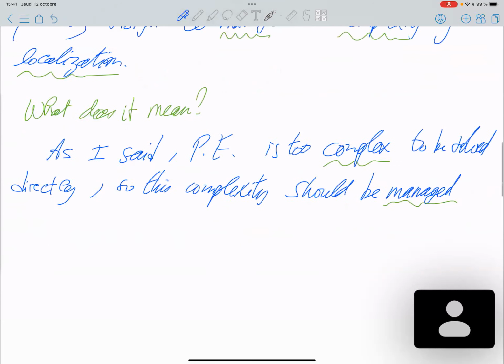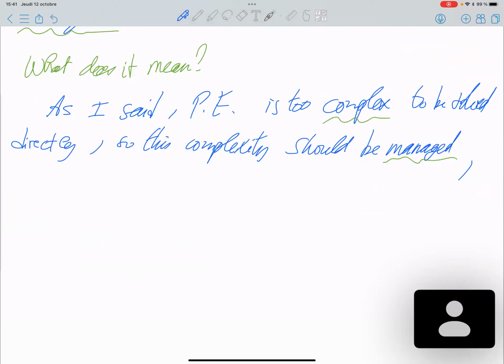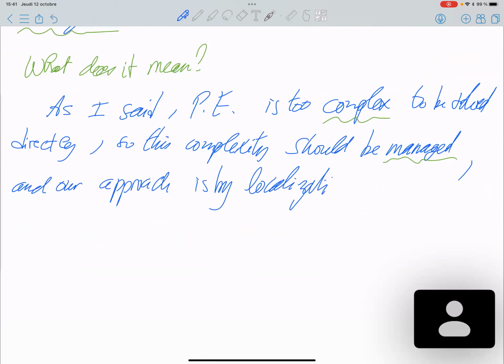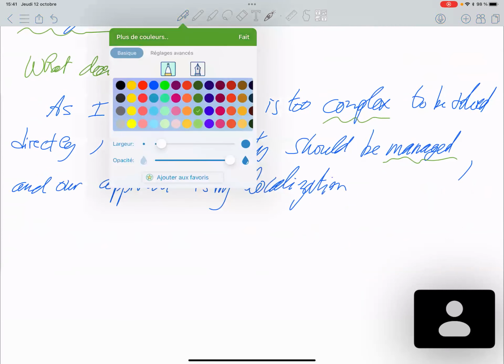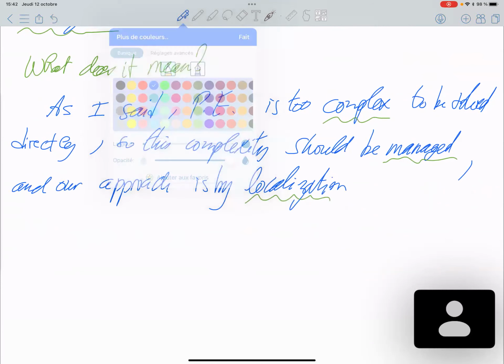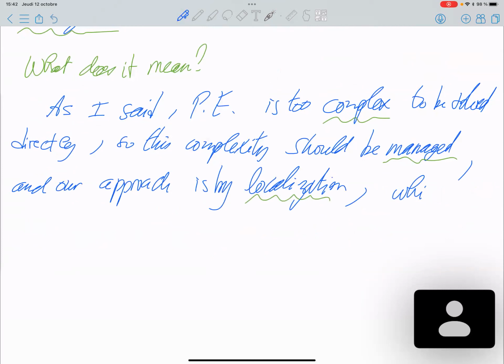And our approach is by localization. So I will explain what localization is. What I mean by localization is finding small subsystems which can be solved directly.